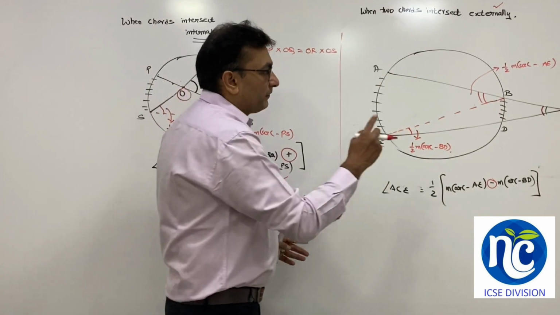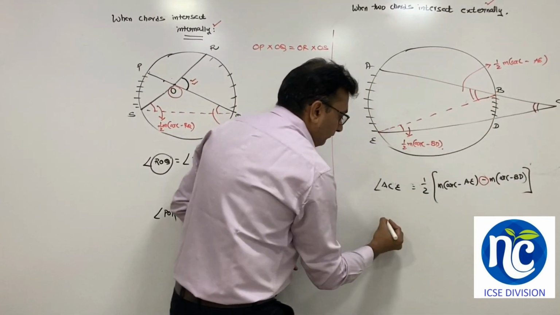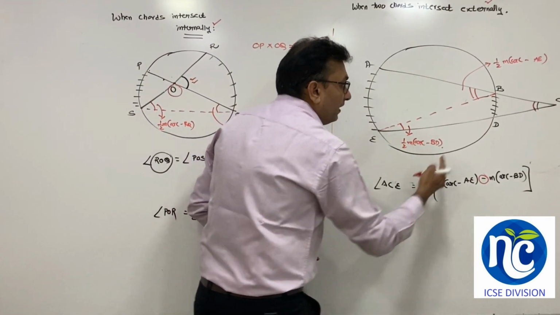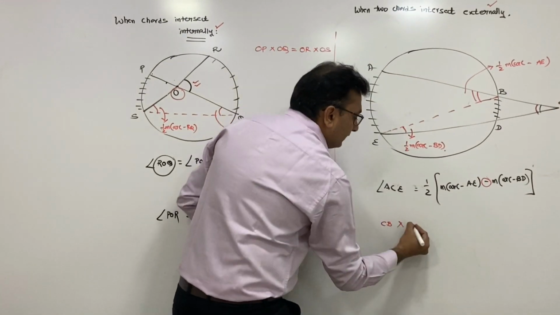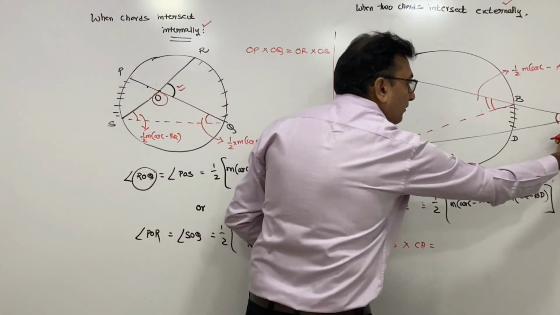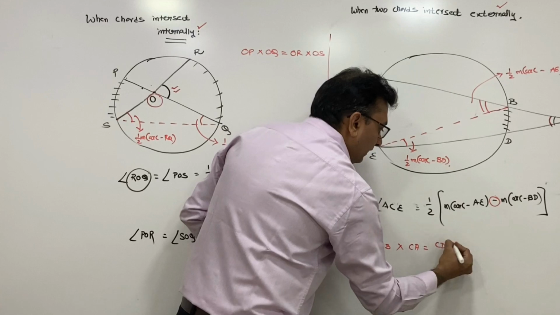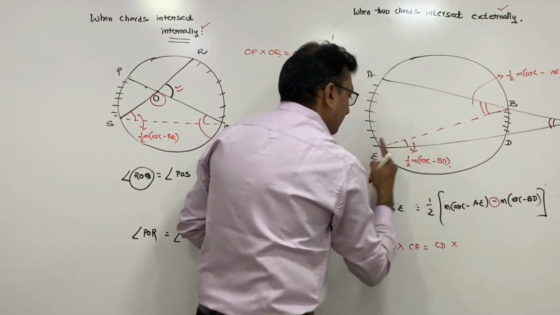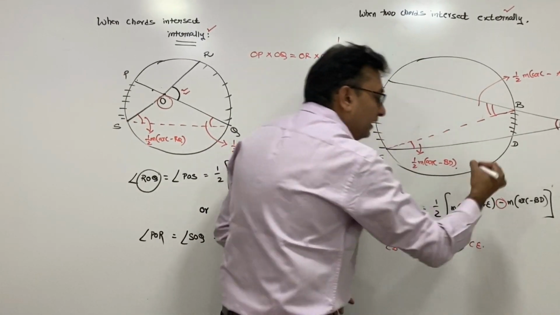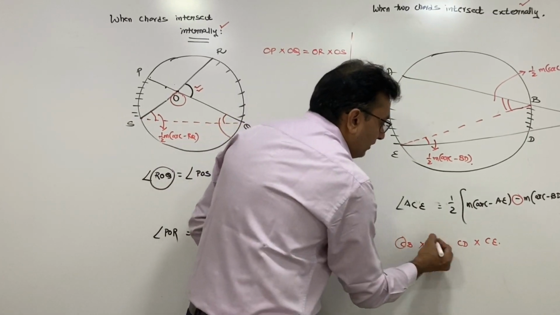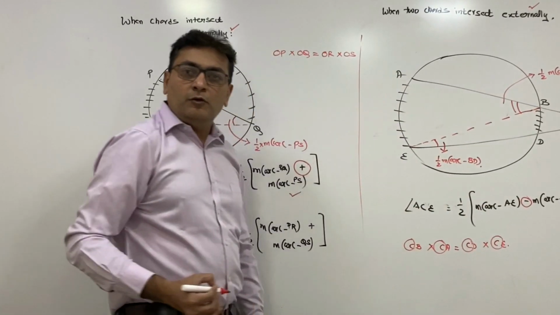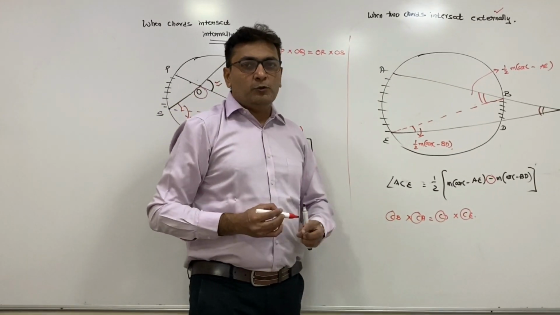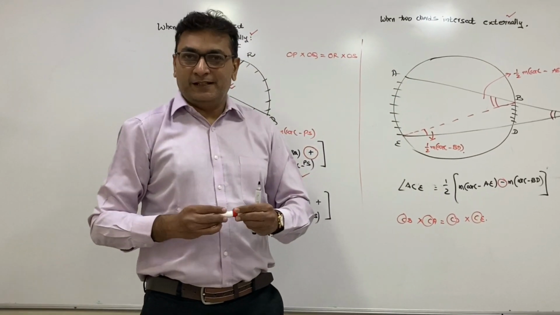Same way here, CB into CA is equal to CD into CE. Again, see, the point of intersection C is present for all the four sides. This also you can prove by proving two triangles similar.